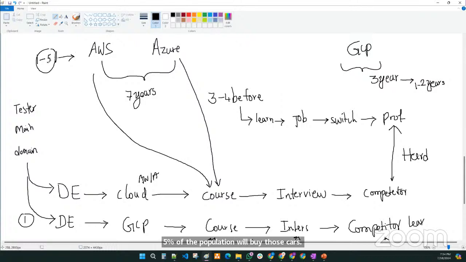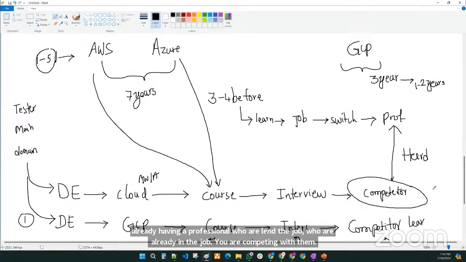Rest of the people, even though it is a brand, we don't go for that just because AWS and Azure are there. There are already professionals who have learned the job and are in the job. You are competing with them, and getting the job is very hard. This is the mistake people make.